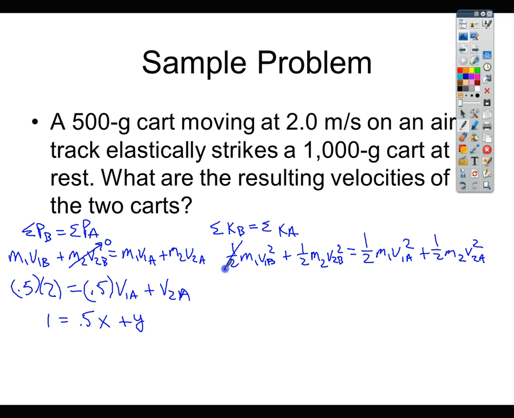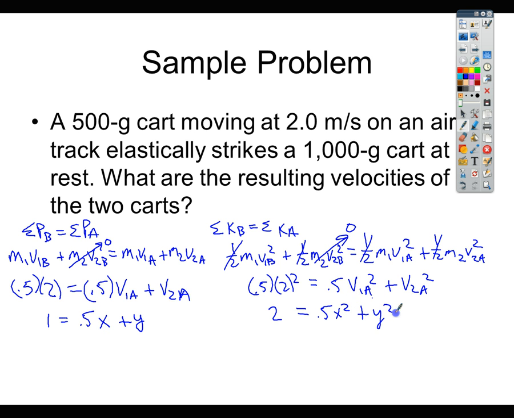You'll notice that all of our halves will cross off, so we don't have to worry about those anymore. We know this speed originally was 0. At this point we can go ahead and plug some numbers in. This would be 0.5, and we can multiply that times 2 squared. That would be equal to 0.5 times v1a squared plus v2a squared. Once again, instead of using v1 and v2 we can use x and y. So 1/2 of 2 squared is equal to 2. That's equal to 0.5 times x squared, plus y squared.